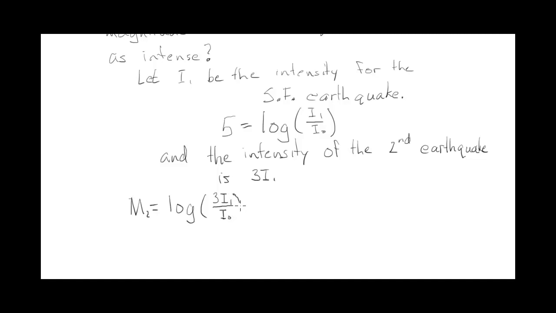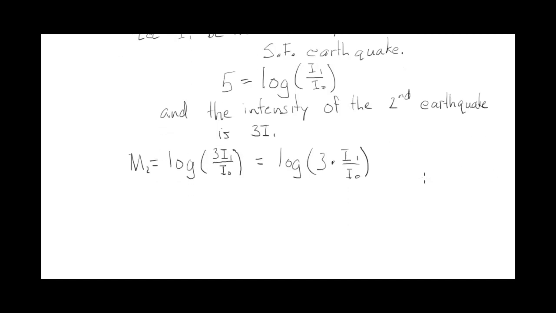So now I'm basically going to use my log laws to get this. I could write this as the log of 3 times I1 over I naught. You just bring the 3 down here. And now if you remember your log laws, if you multiply two numbers inside a logarithm, that's the same as the log of the first number plus the log of the second number.